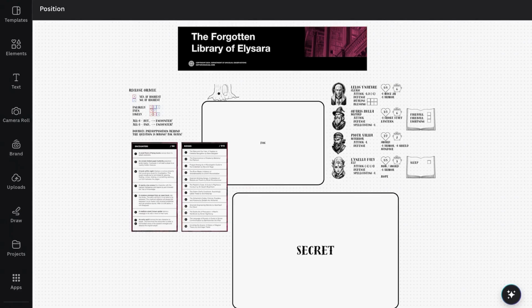So what else will I use? First of all, I have the story, the Forgotten Library of Elysara, and with this we have an Encounters D8 random table and a Books D12 table. And I don't know, or I'm not sure where I will use the books, but for the encounters, I will also use the Recluse Oracle.